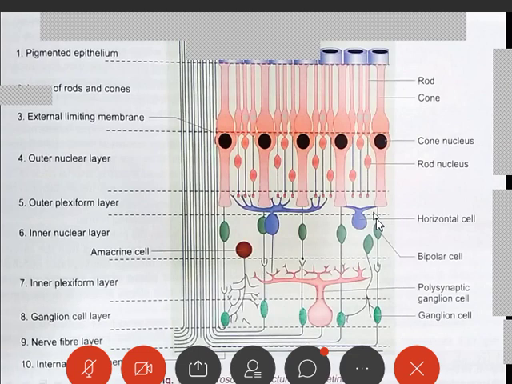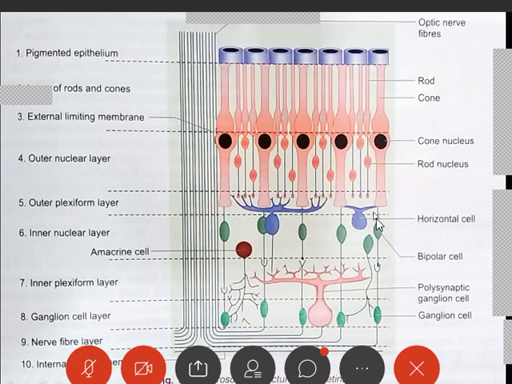Then coming to the histological section of the retina, as you all know, there are 10 layers in the retina. From outside to inside, it is the retinal pigment epithelium, and then the layer of photoreceptors, which consists of rods and cones. Then the external limiting membrane, and then the outer nuclear layer, which consists of the nuclei of the photoreceptors. Then the outer plexiform layer, which consists of the synapses between the photoreceptor layer and the bipolar cells.